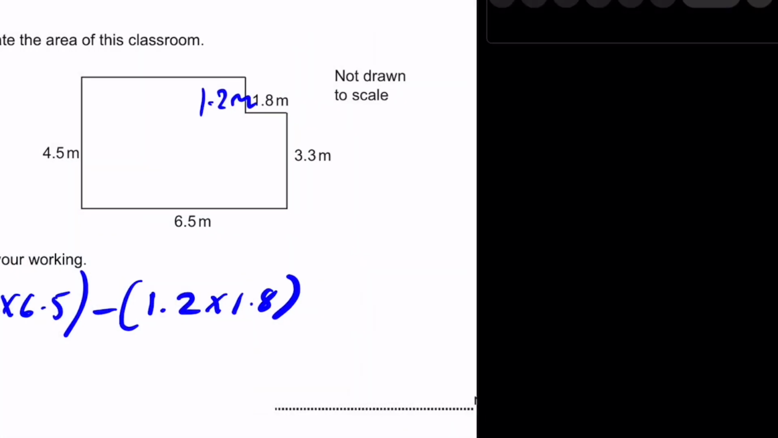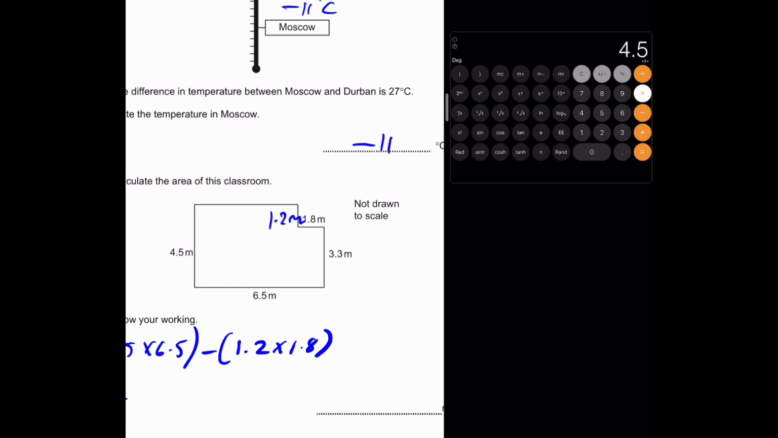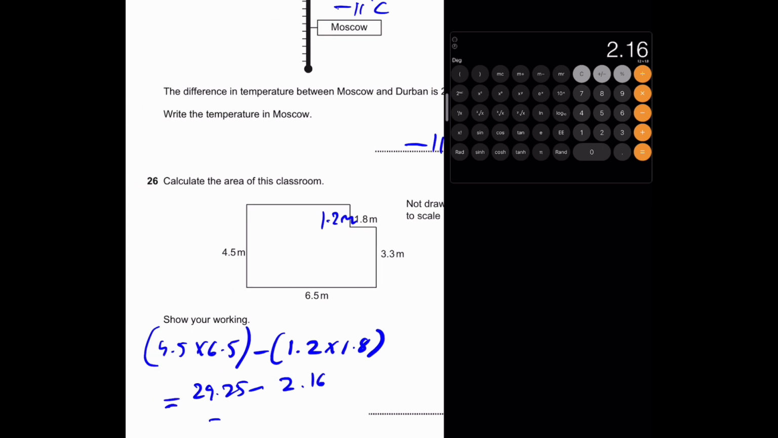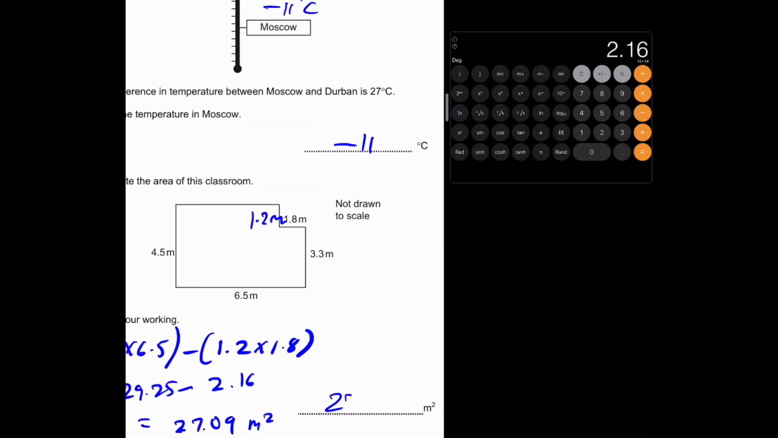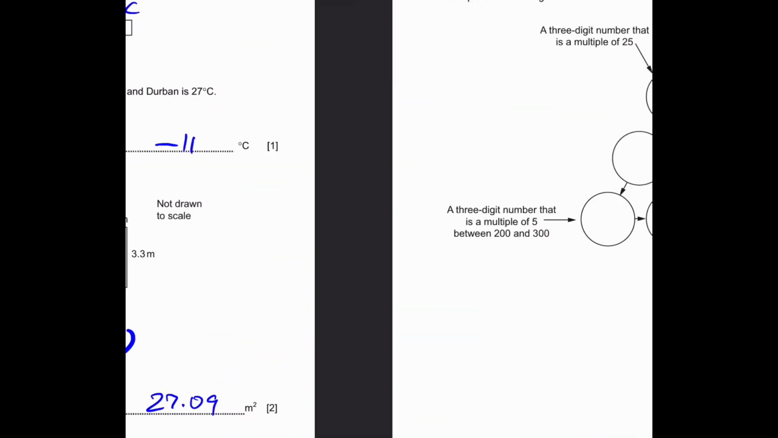Now, we can get a calculator out. There we go. So 4.5 times 6.5 is equal to 29.25 minus 1.2 times 1.8 is equal to 2.16. And if we subtract correctly, we will get 27.09 meters squared. That's the answer. Now we can go to question 27.